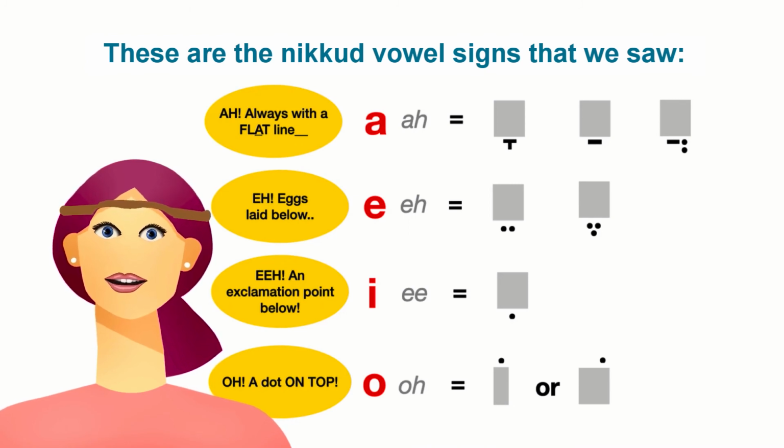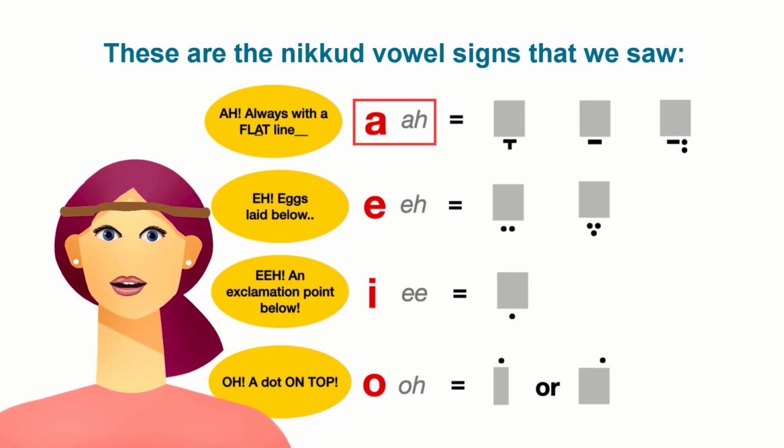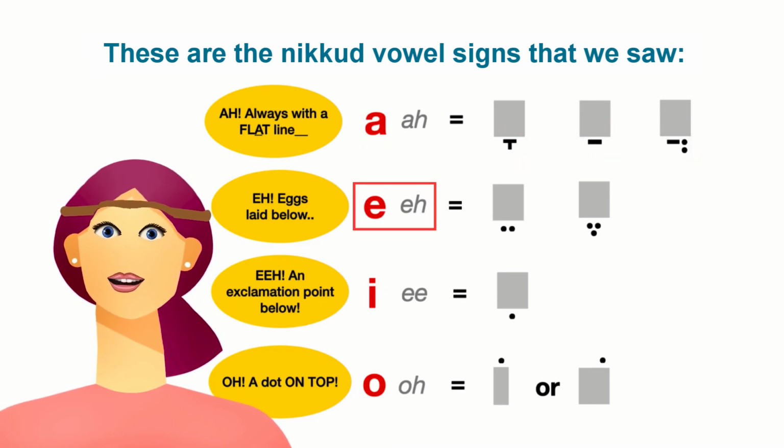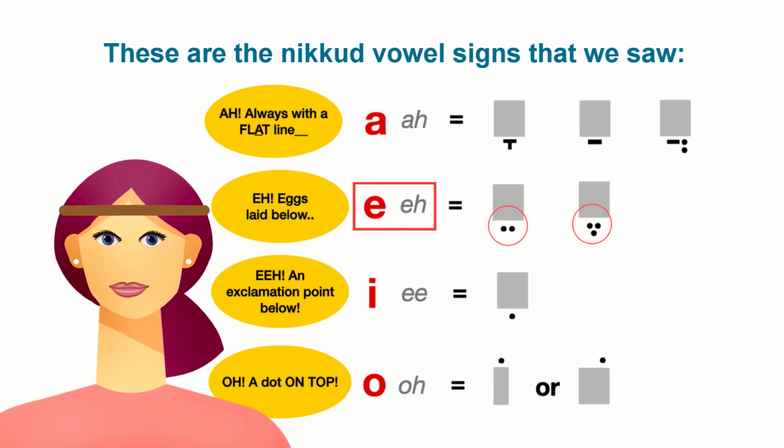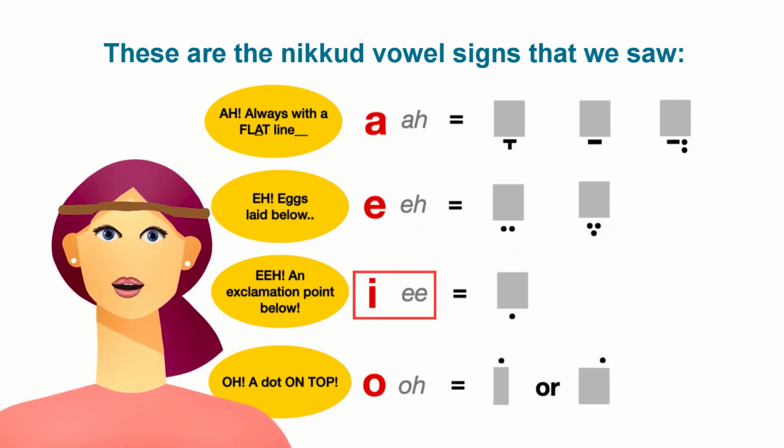You have also seen many nikud vowel signs for the vowels a, e, and o. So remember, the nikud signs for the vowel a always have a little flat line. And the nikud signs for the vowel e always have a minimum of 2 little dots below a letter. So remember e for egg, and it really looks like eggs being laid below. Now, the vowel i is like the dot below an exclamation point, so remember it like the exclamation of a shriek during an injection. And the nikud sign for the vowel o is always a dot on top of a letter.